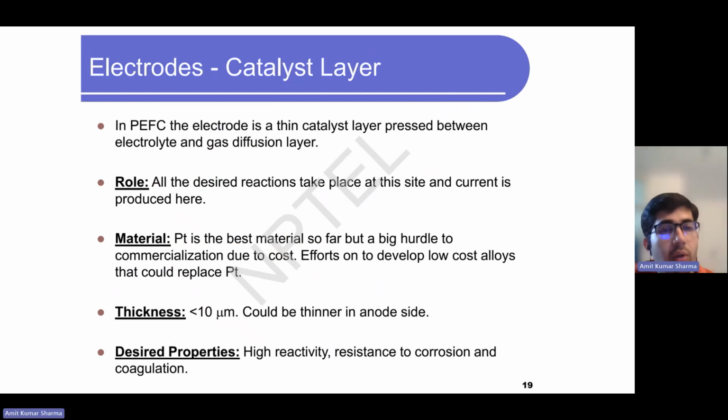In PEFC, the electrode is a thin catalyst layer placed between the electrolyte and the gas diffusion layer, and all the desired reactions take place at this site and current is produced here. Platinum is the best material so far, but a big hurdle to commercialization is its cost. Efforts are on to develop low-cost alloys that could replace platinum. Thickness is less than 10 micrometer, could be thinner on the anode side, and desired properties are high reactivity and resistance to corrosion and coagulation.